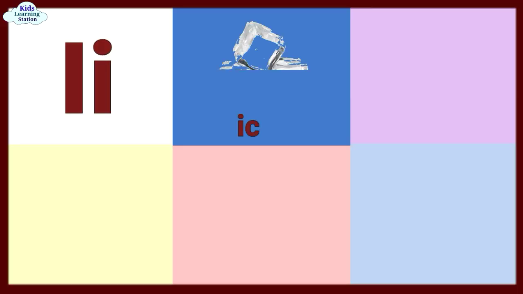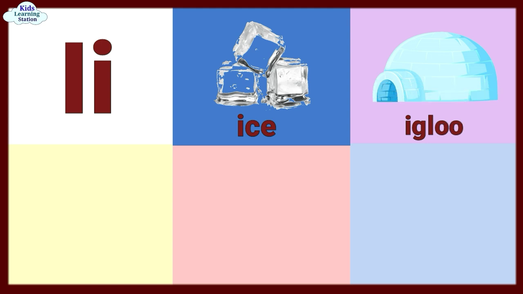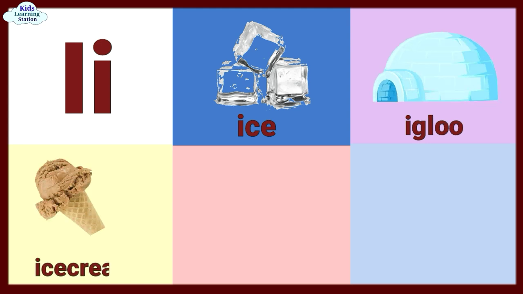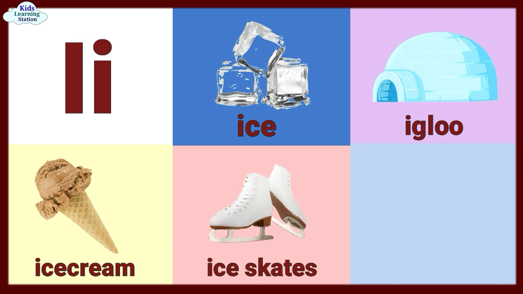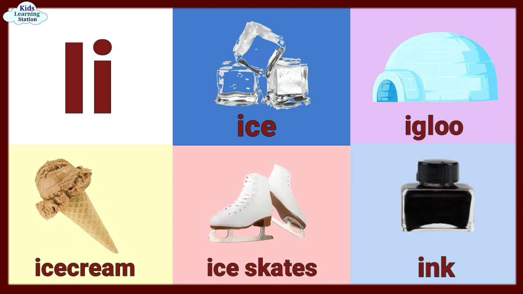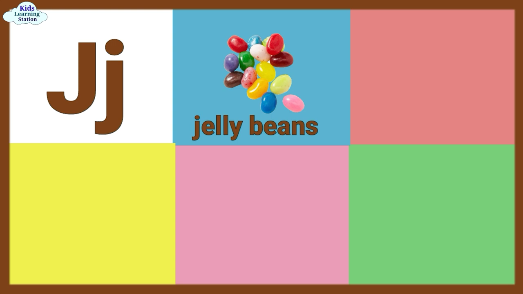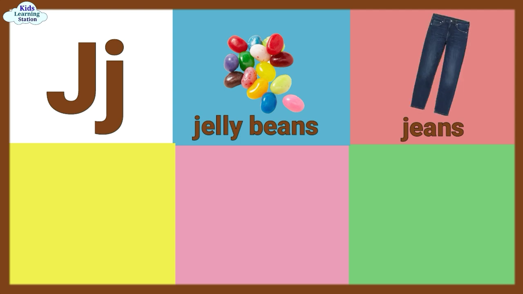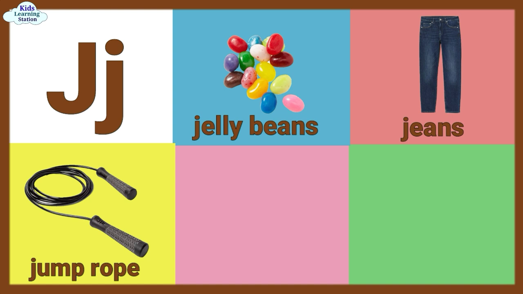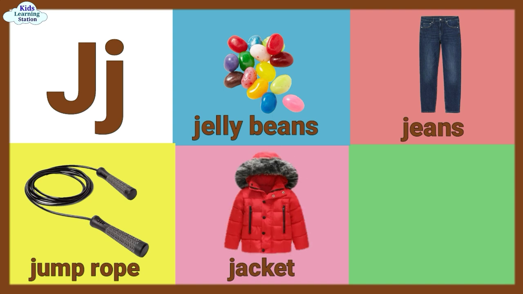I is for ice. Ice. Igloo. Ice cream. Ice skates. J is for jelly beans. Jelly beans. Jeans. Jump rope. Jacket. Jaw.